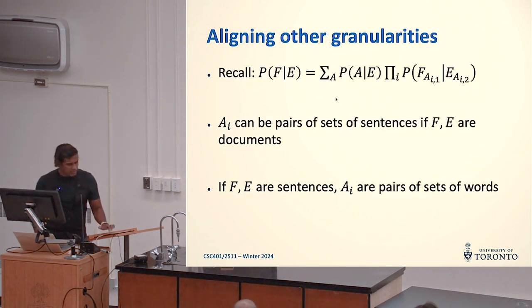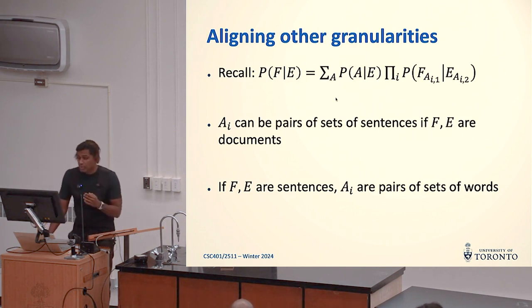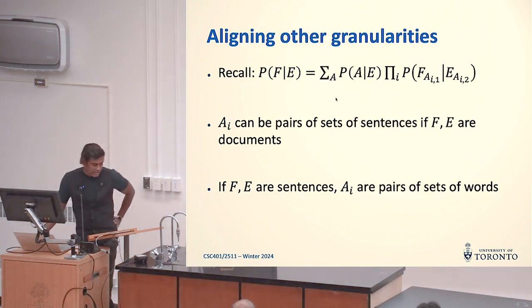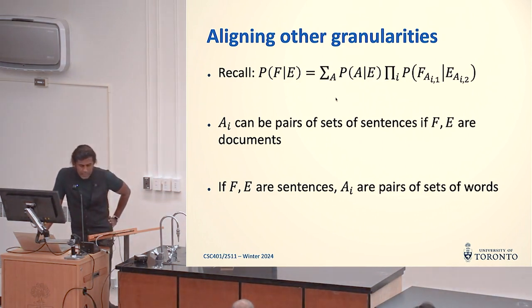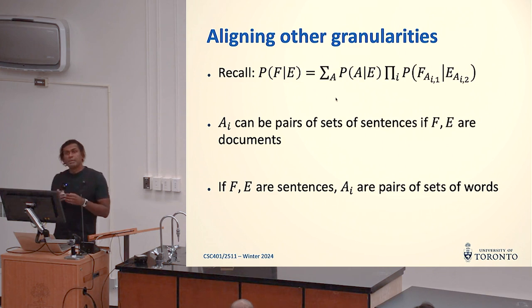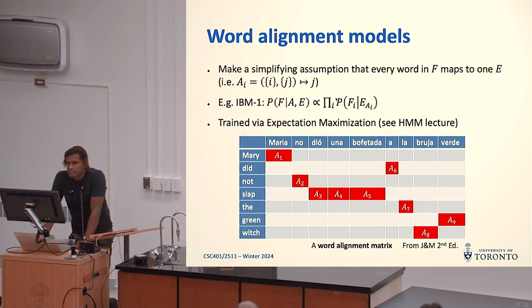And we've already defined this decomposition where we decomposed our translation model in terms of this alignment variable. This alignment can be pairs of sets, and it can be of different granularities. It can be words, sentences, or documents. If F and E are sentences, then the alignments are pairs of sets of sentences. So you get the idea. Okay, so let's look at word alignment models. How do we align the words?